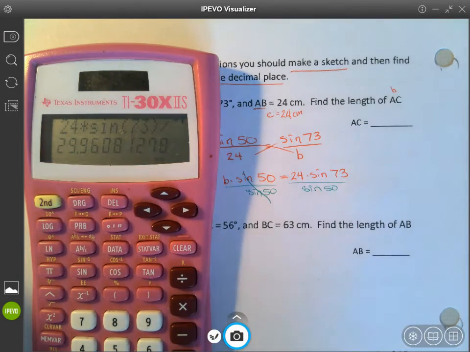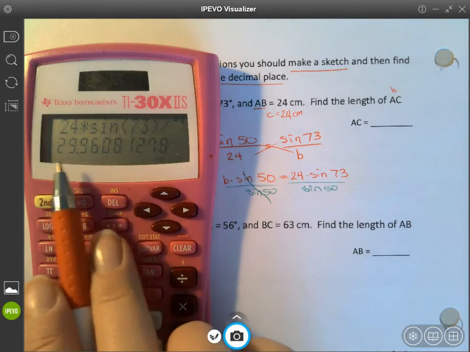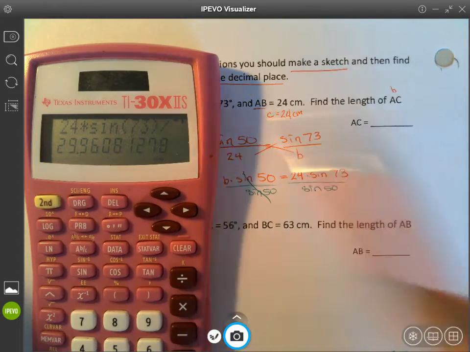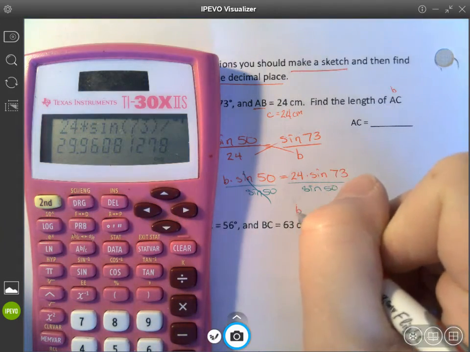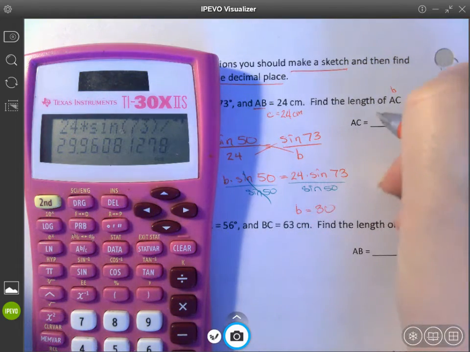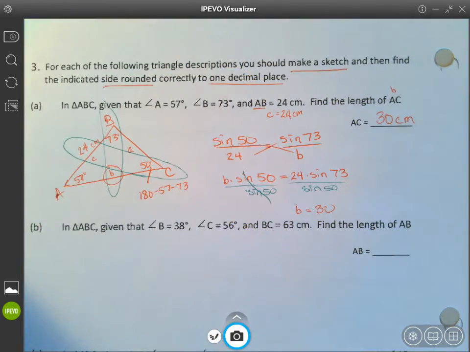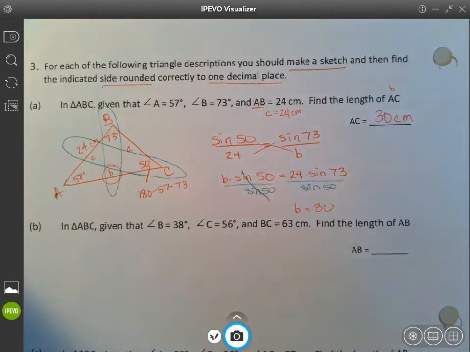And let's round to the nearest tenth like it says. So this would end up being, see how it's 29.96? That 6 bumps that up, so it's going to have to be 30. And it does have units, so label it. This was centimeters.